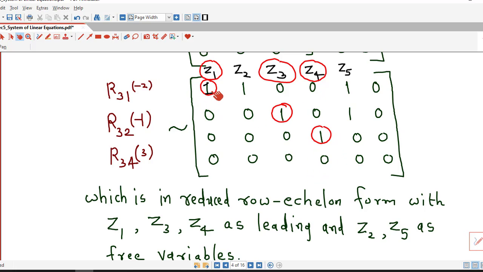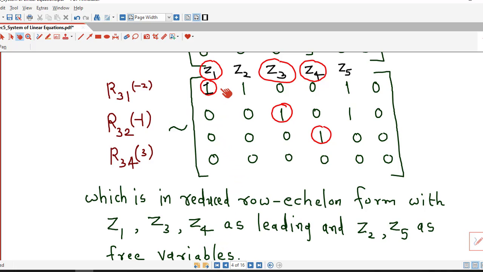So now we identify leading and free variables. We can see the first non-zero entry of the first row corresponds to Z1. Therefore Z1 is a leading variable. The first non-zero entry of the second row corresponds to variable Z3. So Z3 is a leading variable. And the first non-zero entry of the third row corresponds to Z4. Therefore Z4 is a leading variable. And the remaining variables, which are Z2 and Z5, are free variables. So here Z1, Z3, Z4 are leading and Z2 and Z5 are free variables.